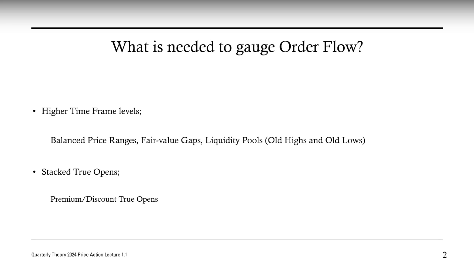Because I wish that when I just started out, I got this advice that I should just focus on balanced price ranges, fair value gaps, and liquidity pools. I wouldn't be trying to find a setup within a higher time frame order block then, or a higher time frame breaker, or anything like that, right? I'd just be focused on balanced price ranges, fair value gaps, and liquidity pools.